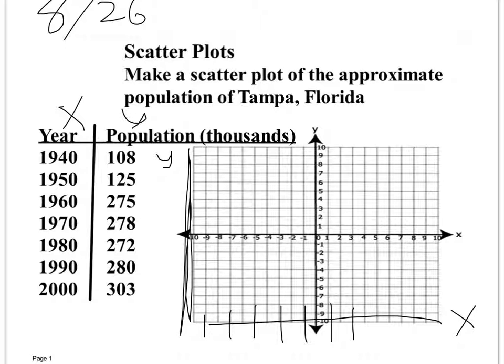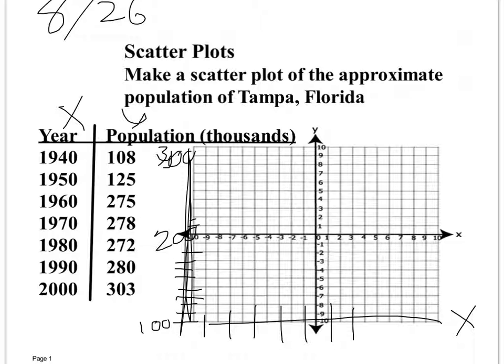My population, I'm going to go 100, and then I'm going to go by 20s. No, let's go by 10s. So 100 here, 10, 20, 30, 40, 50, 60, 70, 80, 100. So that's 200 right here, 10, 20, 30, 40, all the way to 300 right here. And then all we do is we graph it.